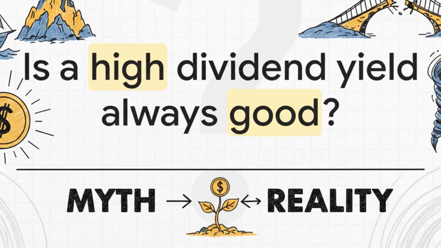Picture this: you see a stock flashing this massive double-digit dividend yield. Your first thought is probably, whoa, I need to get in on that right now, right? It's totally natural. But is chasing that sky-high yield actually the smartest play? Or is it basically a siren song, pulling you into a trap? Well, we're going on a little myth versus reality journey to find out exactly what's lurking behind those flashy numbers.